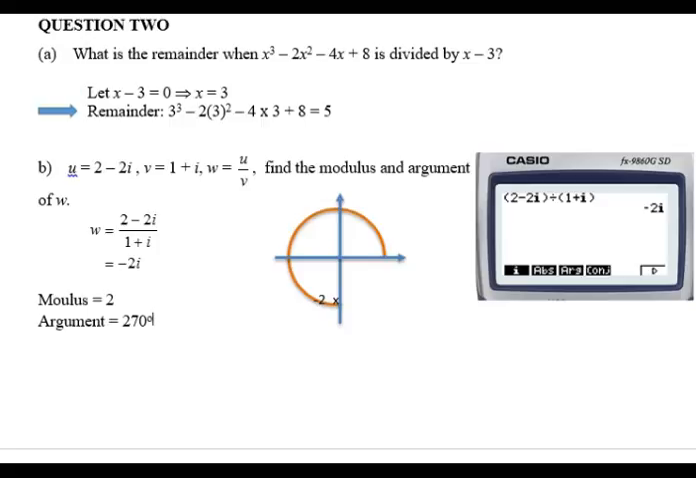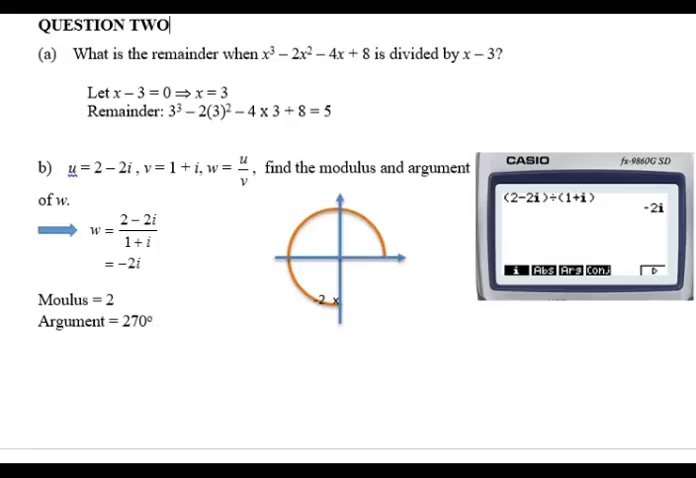It's quite important that you know this remainder theorem and its similar version, the factor theorem. It saves a lot of time, and it's just the correct way to do it. So remainder when x equals 3, 3 cubed minus 2 times 3 squared minus 4 times 3 plus 8, answer 5. You'd get the same by long division. This is the quicker way to do it.